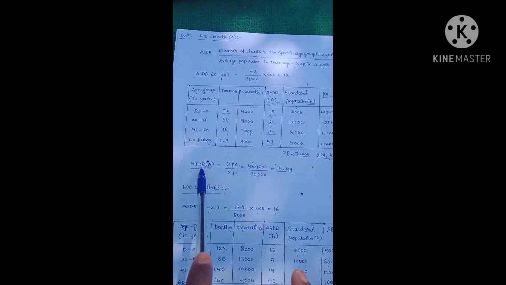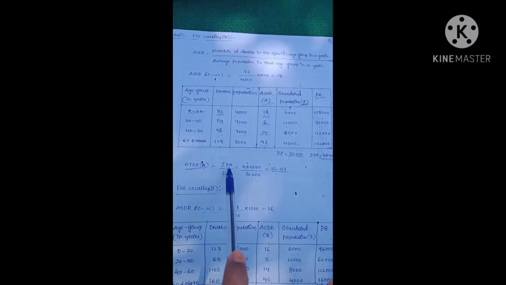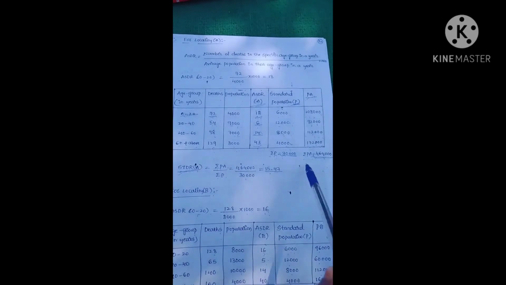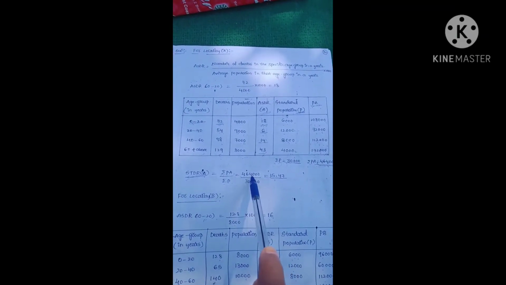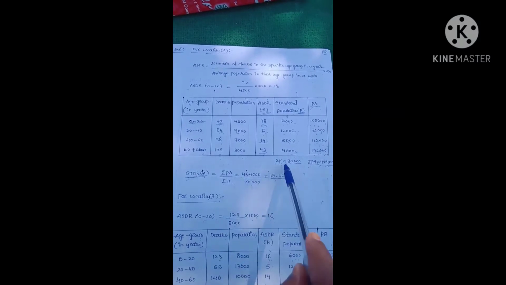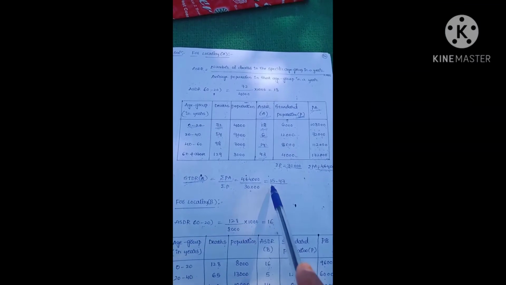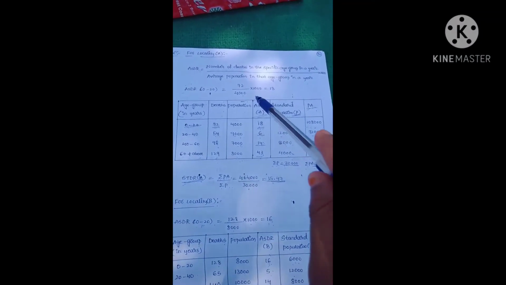Its short form is STDR of A. How do we calculate STDR of A? Already we know the formula. What is the formula? Summation of P into A divided by summation of P. The summation of PA value is already calculated: 4,64,000. What is the summation of P? Summation of P is 30,000. 4,64,000 divided by 30,000, then we get the value of 15.47. This value is for locality A.